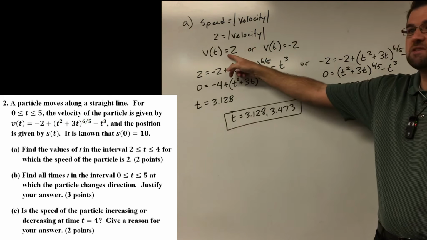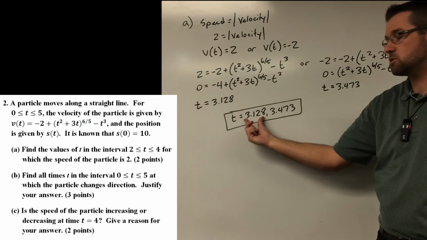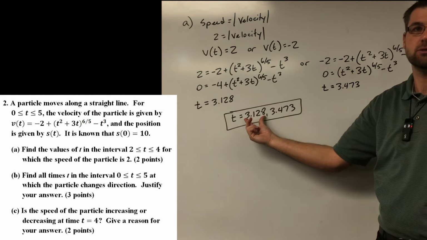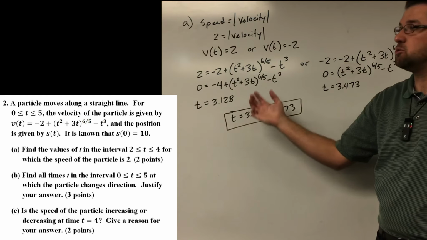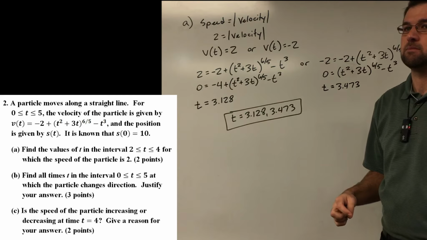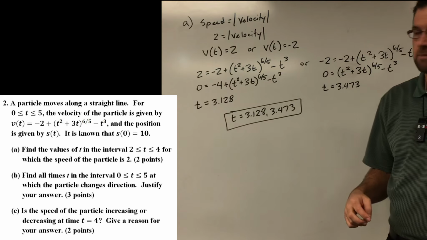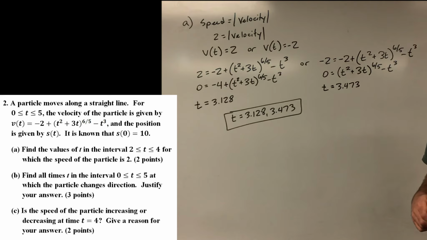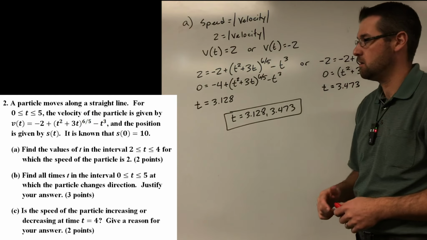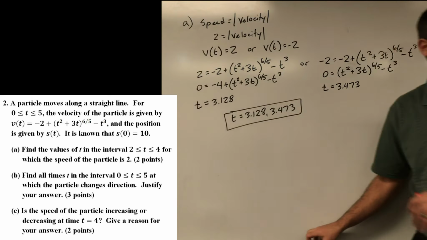If you just show v of t equals 2, and therefore t equals 3.128, you get 0 points. Because that means you don't know what speed is. Does that make sense? You're not getting 2 different speeds. You're getting 2 different times. Okay? All right, you guys got that down? Can I get rid of it?